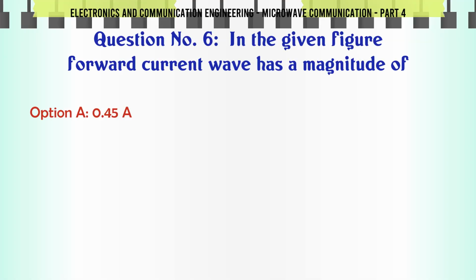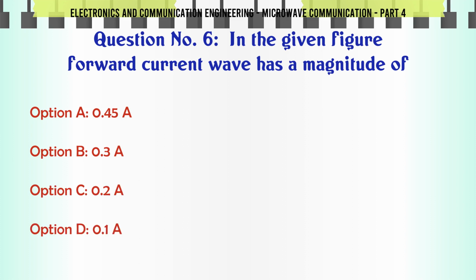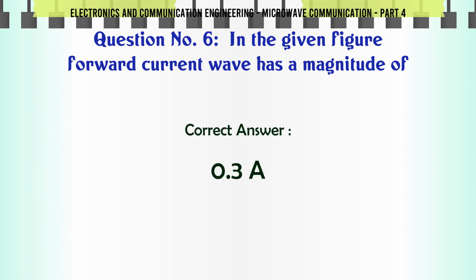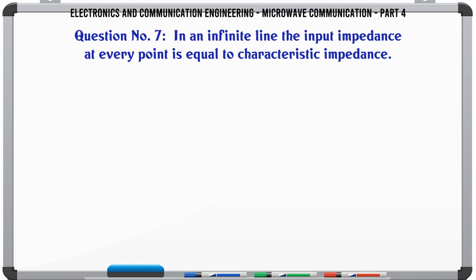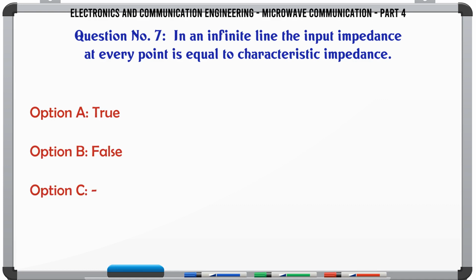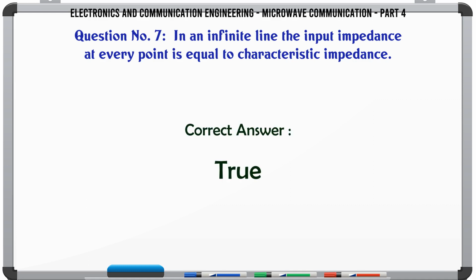In the given figure, the forward current wave has a magnitude of: A, 0.45 A; B, 0.3 A; C, 0.2 A; D, 0.1 A. The correct answer is 0.3 A. In an infinite line, the input impedance at every point is equal to the characteristic impedance: A, true; B, false. The correct answer is true.